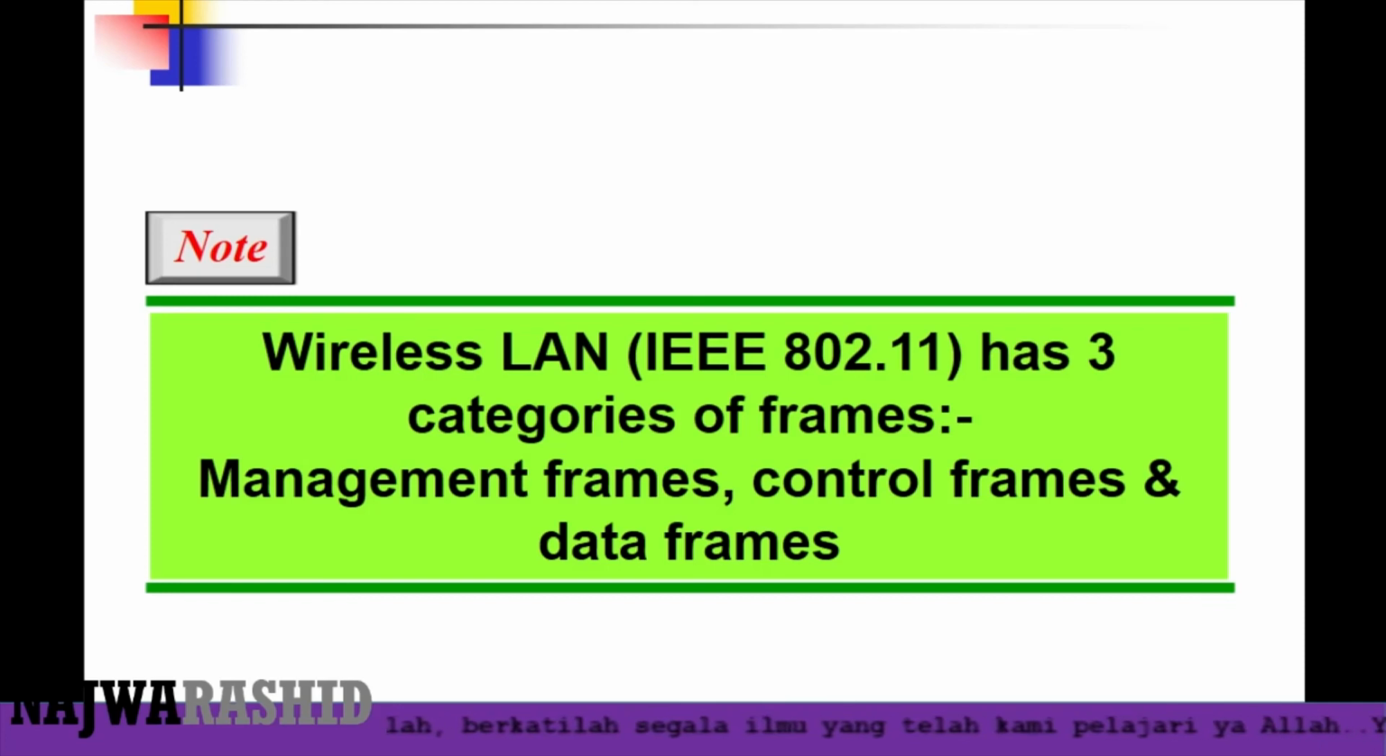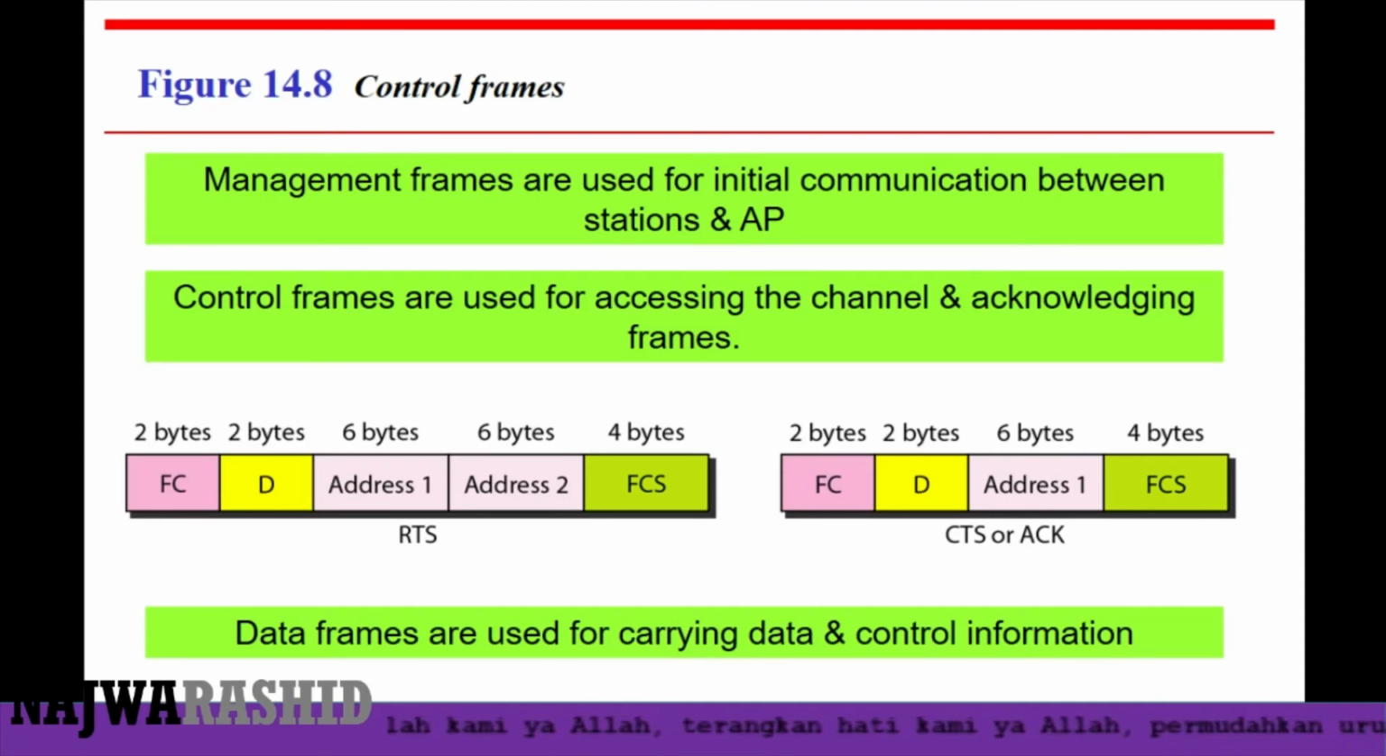Okay, the wireless LAN under IEEE 802.11 has 3 categories of frame. We have the management frame, control frame, and data frame. Management frames are used for initial communication between the station and the access point. Control frames are used for accessing the channel and acknowledging frames. And data frames are used for carrying data and control information. So basically in wireless Ethernet, we have 3 types of frame: management frame, control frame, and data frame. This is the type of format for the frames.